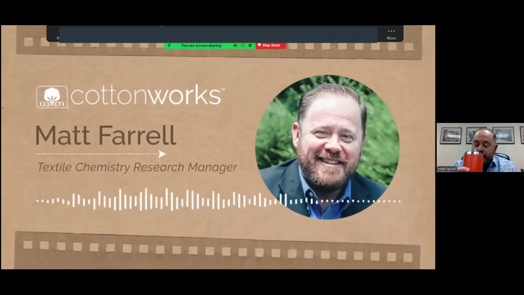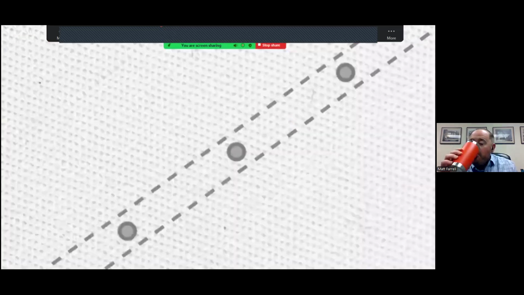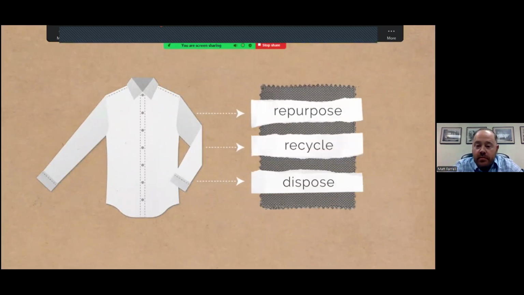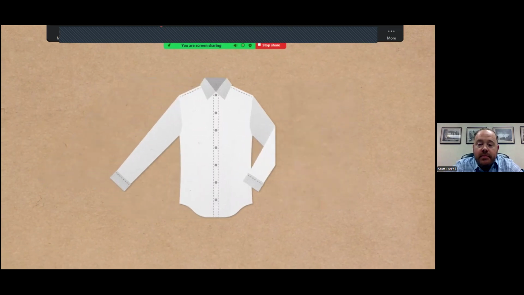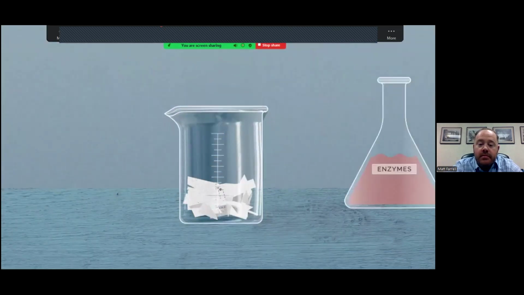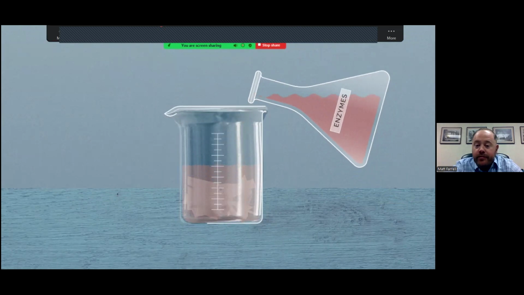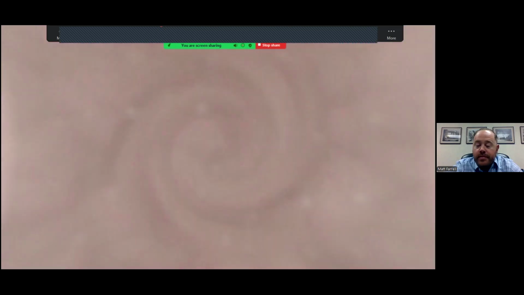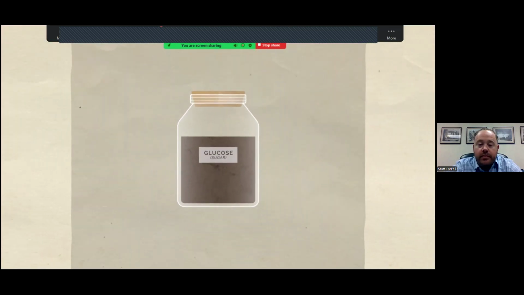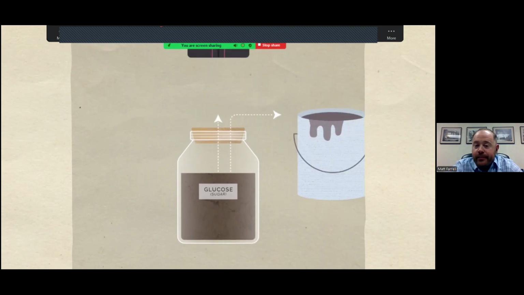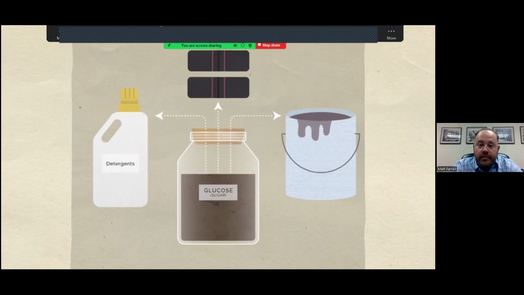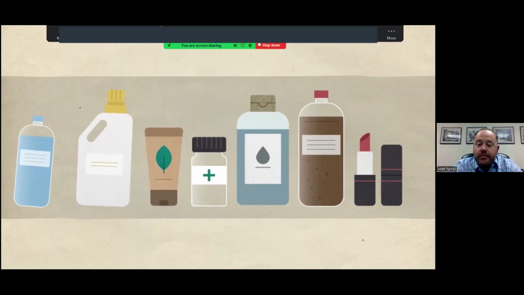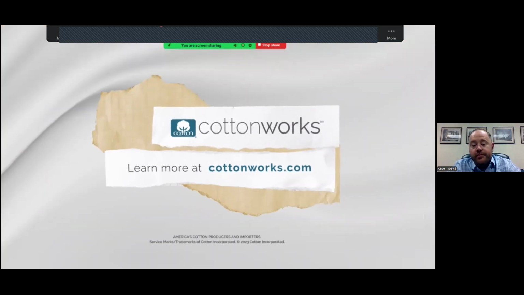I'm Matt Farrell, and my focus is on sustainable initiatives for cotton. Traditionally, when you've reached the endpoint life of a garment, you can either repurpose, recycle, or dispose of it. One of the newest and more interesting things that we are researching is taking textile cotton waste and turning it into glucose, or more commonly known as sugar. Glucose as a starting material can be made into bio-based chemicals that are used in everyday products and consumables such as detergents, cosmetics, and other polymers. This exciting research presents a new opportunity to create new things from cotton textile waste.